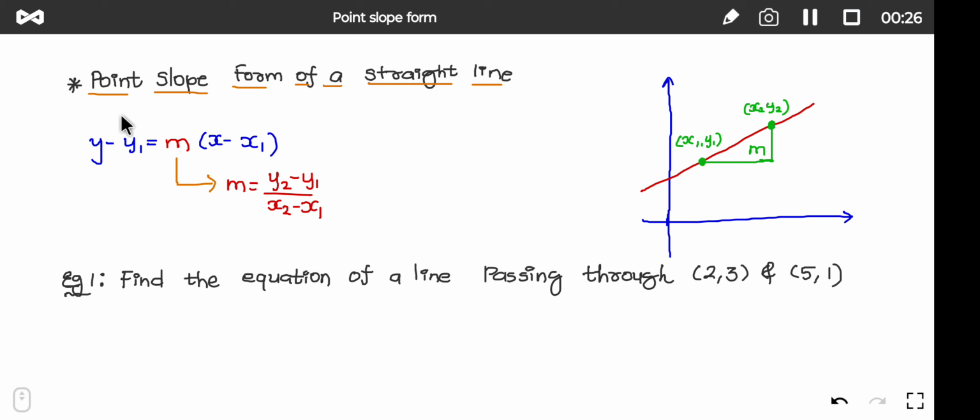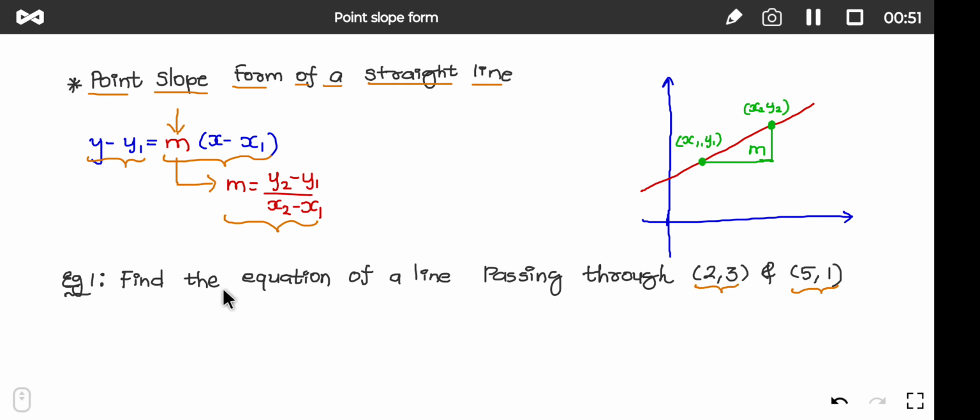So we have the point slope form, which is given by y minus y1 is equal to m times x minus x1, where this m is nothing but our slope. To calculate the slope, we have the formula y2 minus y1 upon x2 minus x1. Look at one example. Find the equation of a line passing through the points 2, 3 and 5, 1.